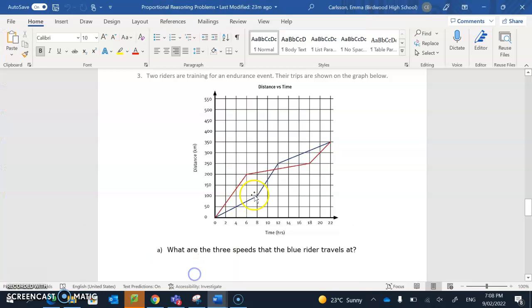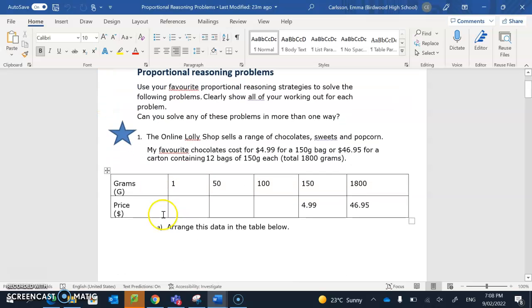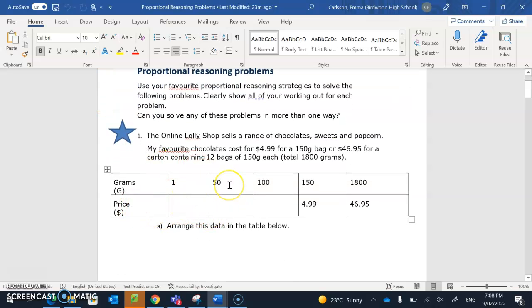Your last activity is the proportional reasoning problems. You only need to do one of these questions, and like always, I've differentiated them using star levels. First question is a 1-star level. I have started you off on that table to support you if you're struggling, so I've put some of the information in. Remember, it's always good to go down to 1, so to find out what 1 gram would be worth, so that you can find out easily what 50 grams would be worth or 100 grams would be worth by multiplying that price by 50 or by 100.